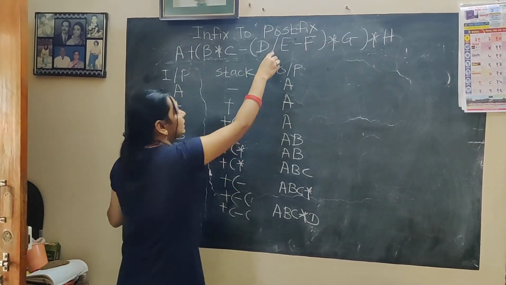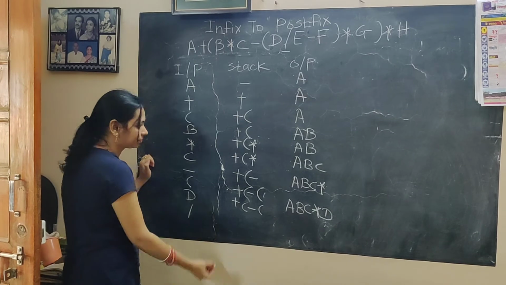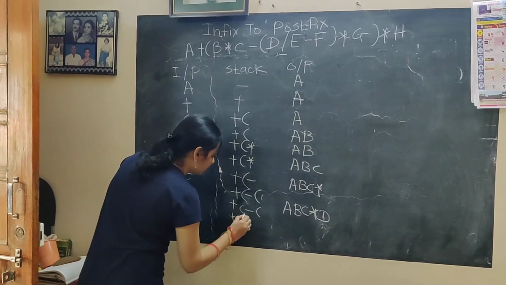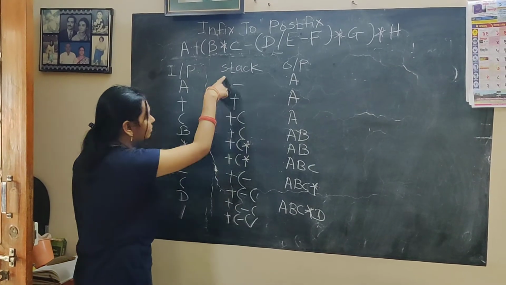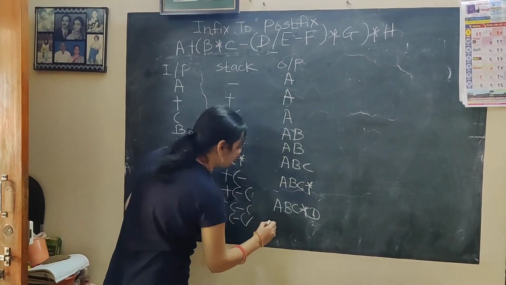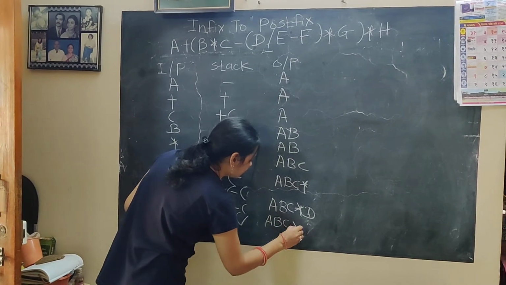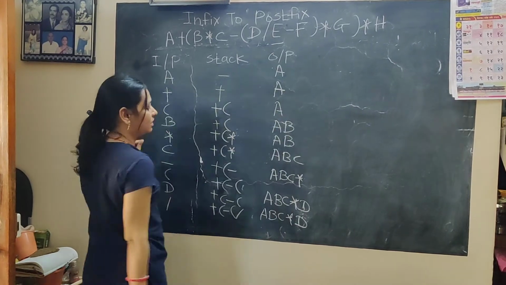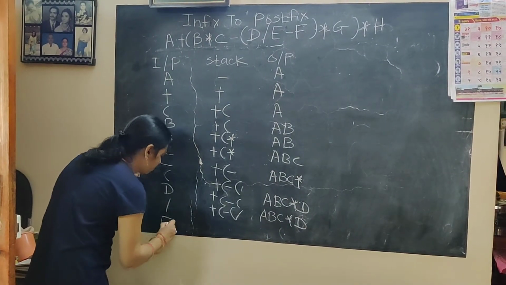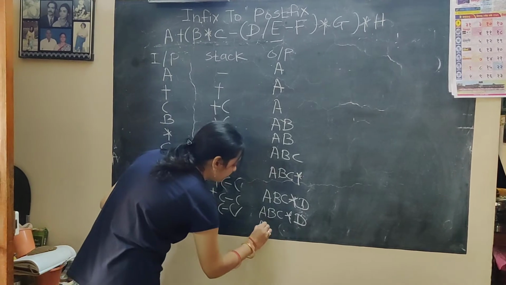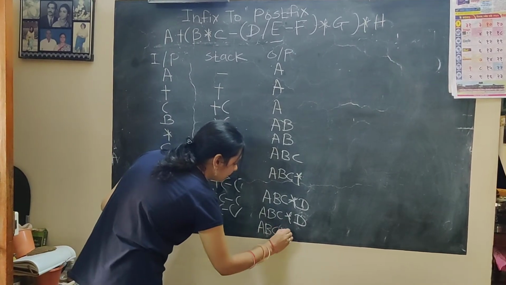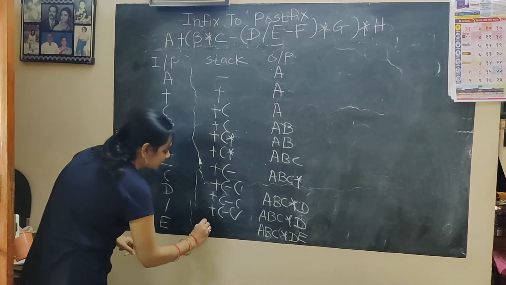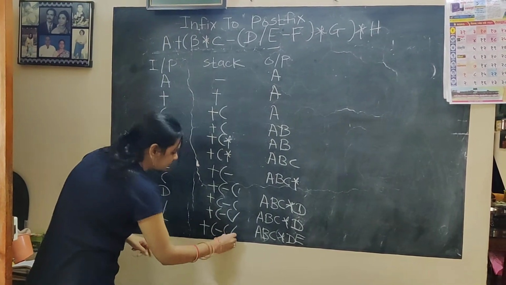Now next is what? Next is the division operator. So as it is the division operator, we will move it to the stack, and our output remains the same, A, B, C into D. Next is E. E is what? E is an operand. So it will be moved to the output, and our output becomes A, B, C into D, E. And the stack will remain the same.